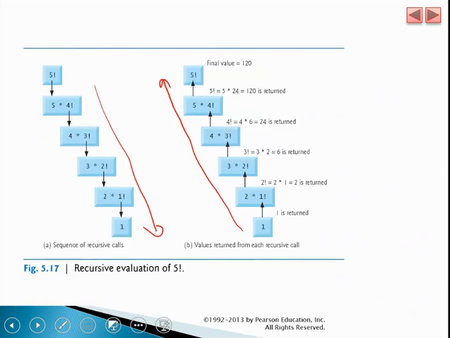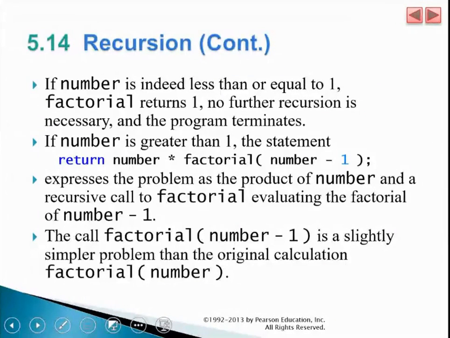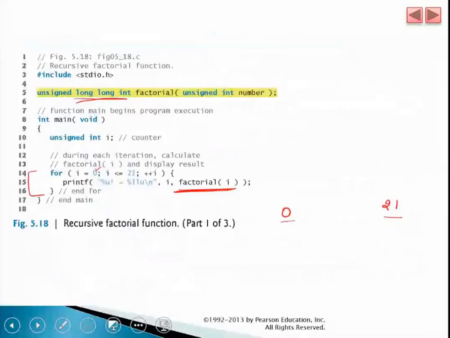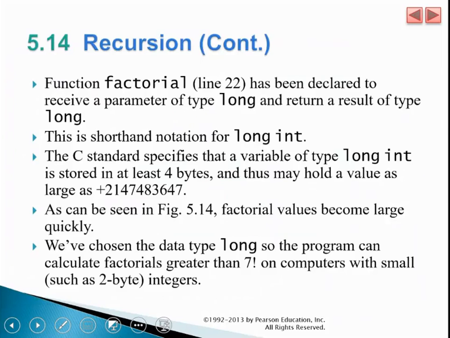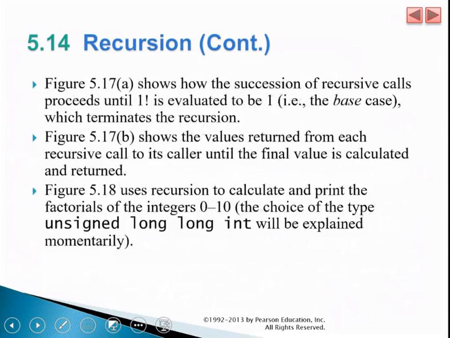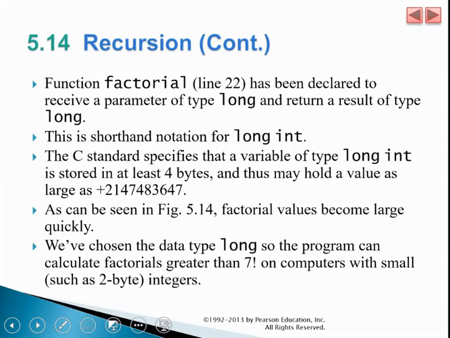Now let's discuss this particular problem, the factorial. Let me just show you the output first. This is the output: 0 factorial is 1, and so on and so forth. 21 factorial is this. Now in this factorial problem, the output will increase exponentially, very quickly. The number will be too large, and therefore we have to make it of long int type.